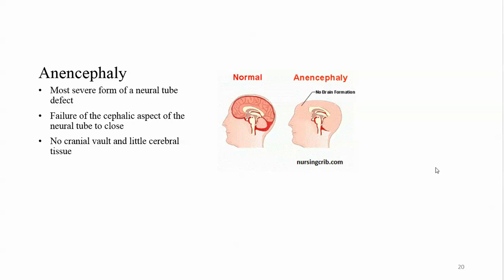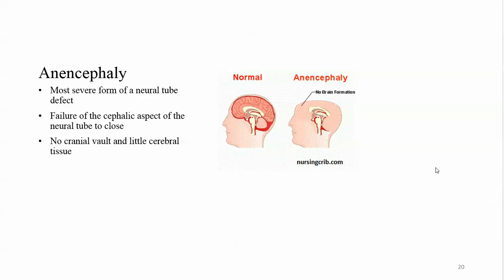And then we have anencephaly. This is the most severe form of a neural tube defect. It's failure of the cephalic aspect of the neural tube to close, and the cephalic is the head end, and this results in the absence of major portions of the brain, scalp, and skull. There's no cranial vault and little cerebral tissue.